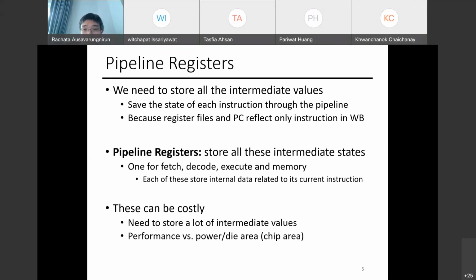You need to store more of these intermediate values. It can cause some performance overhead, but it's not as much, right? So the benefit really outweighs the cost here.